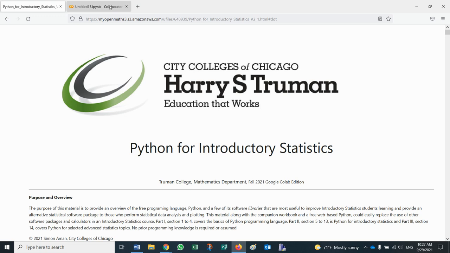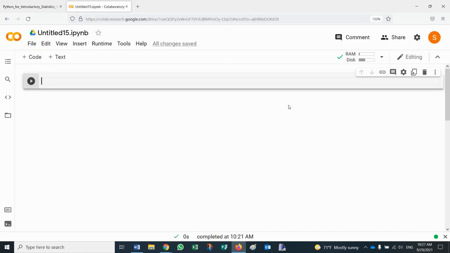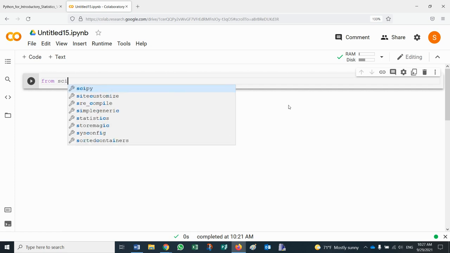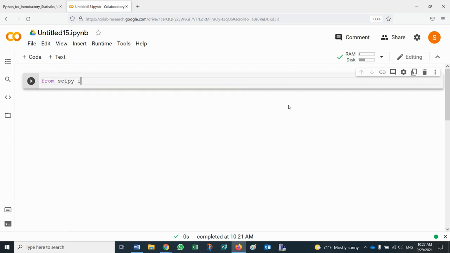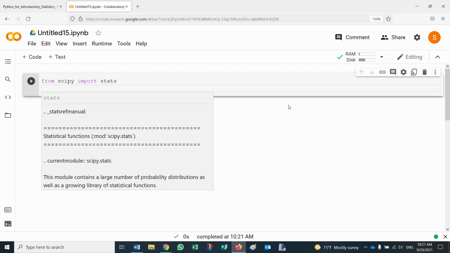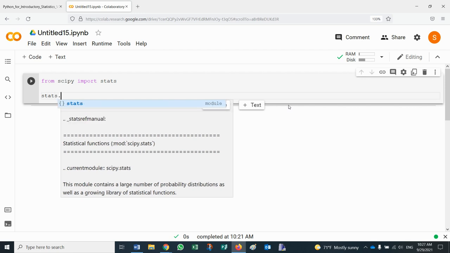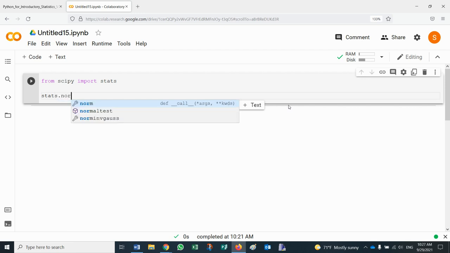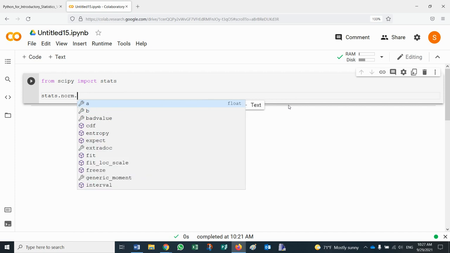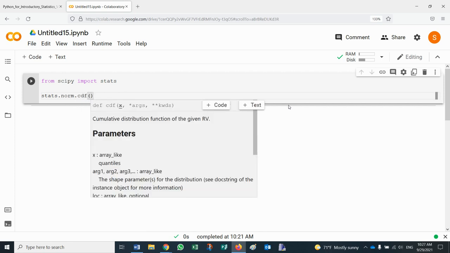So let's open our Google Colab, and as always, we need to first import stats. So from scipy import stats, right? And now today we need the normal distribution. So we need stats.norm, or just for this we just need norm. And now we need the CDF, the cumulative distribution.